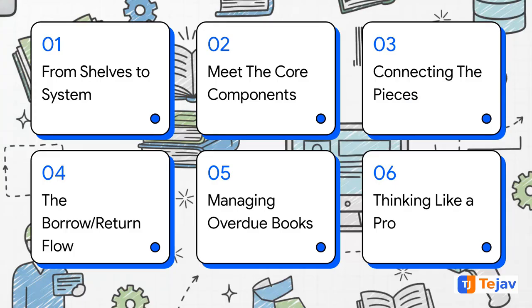Okay, so here's our game plan. First, we'll figure out the main building blocks. Then we'll see how they all talk to each other. We'll walk through borrowing and returning, deal with the messy stuff like overdue books, and then we'll talk about how to really think like a pro.